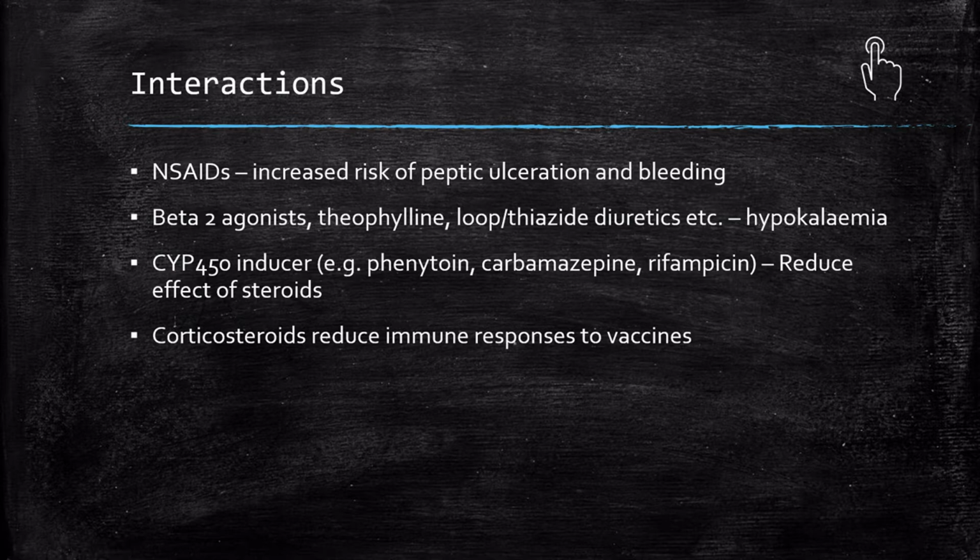Then there's the cytochrome P450 enzyme inducers such as phenytoin, carbamazepine and rifampicin, which, as inducers, induce the metabolic enzymes to work more and work faster, thereby breaking down the prednisolone more and reducing its effect. And corticosteroids can also reduce immune response to vaccines.